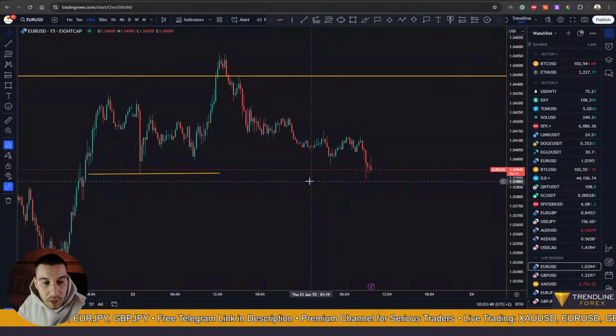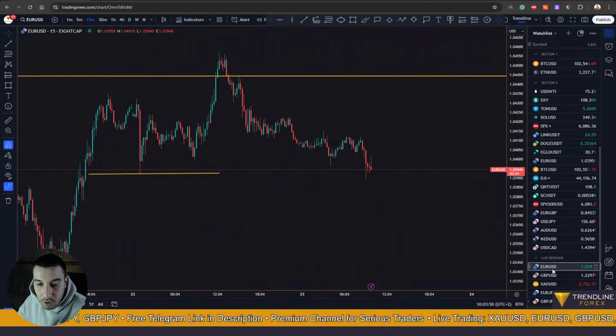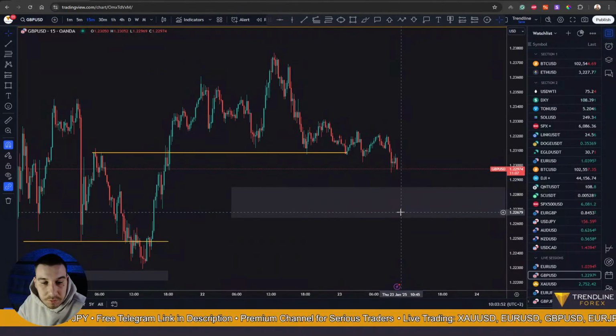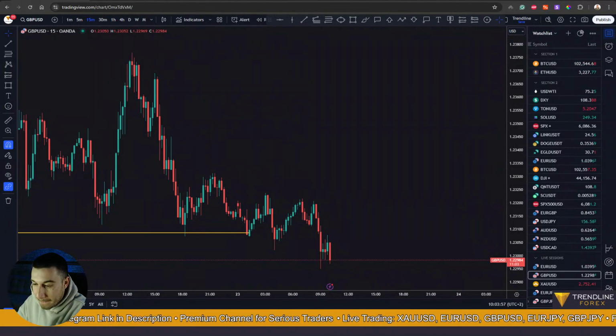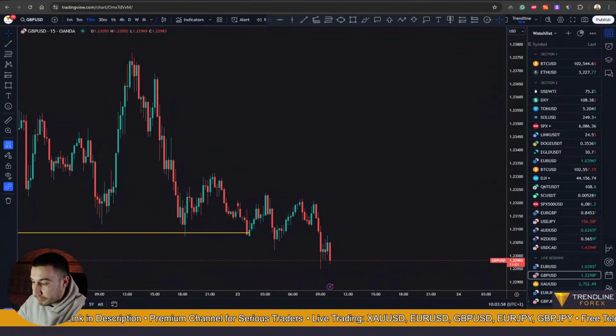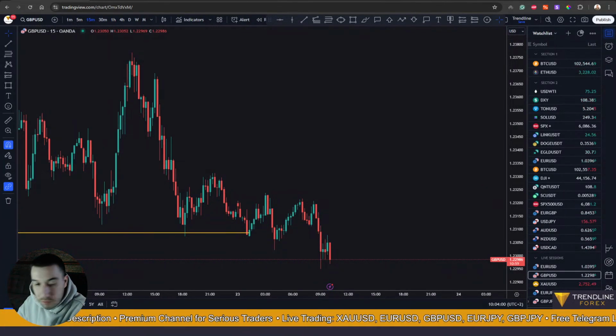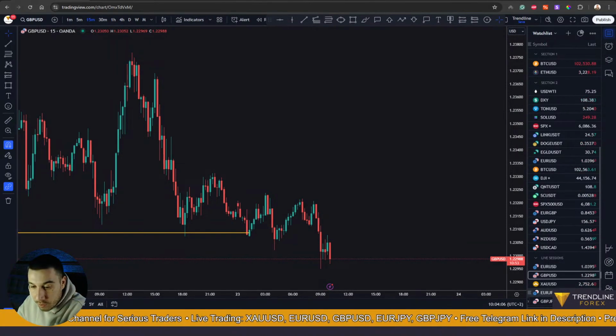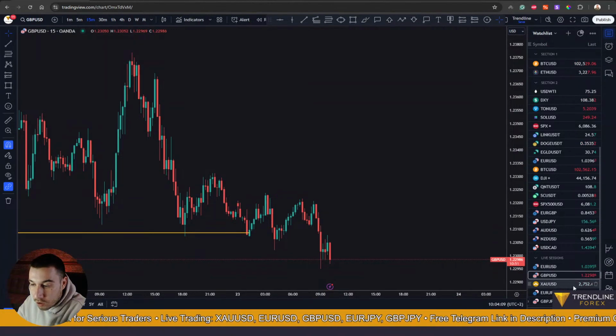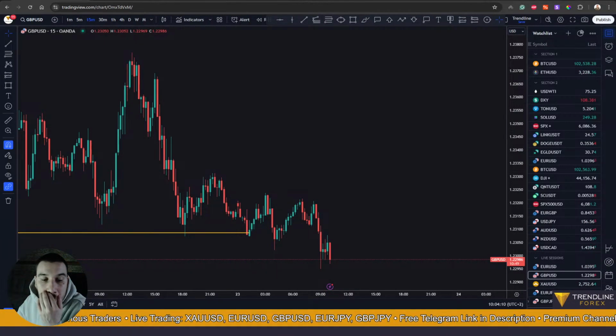I am quite happy with the setups here on euro dollar and pound dollar though. So yeah, let's see. If you guys are looking at setups, even if those setups are different instruments than what you see on my watch list down here, let me know, drop a comment.